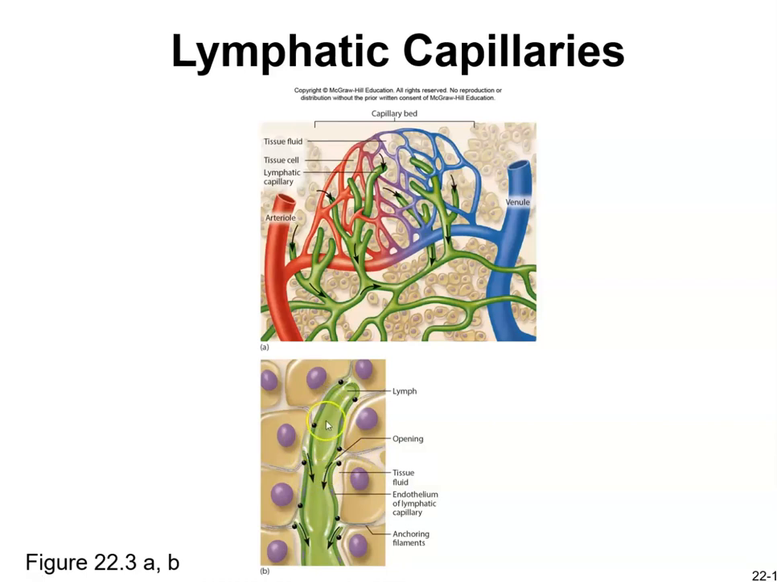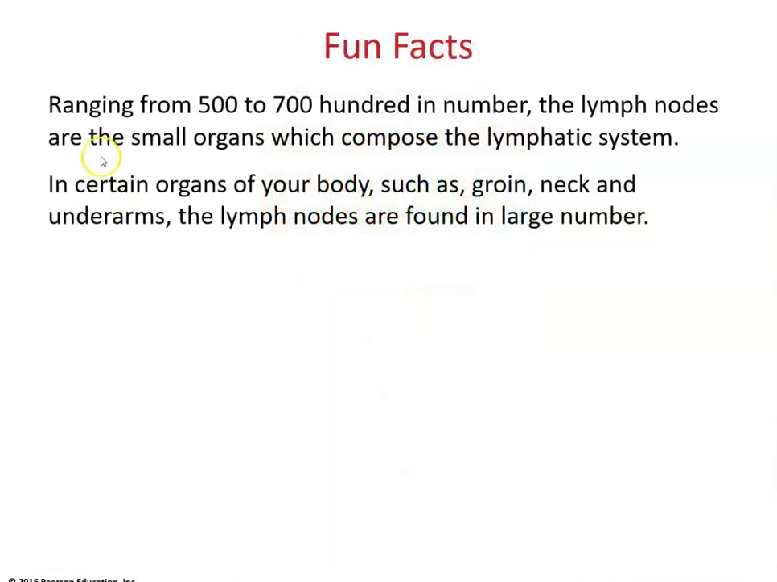Can you imagine that? Now, if something goes wrong with the lymphatic system, this is where you get edema. Okay, and we'll talk about the difference between inflammation and swelling. People use those words interchangeably, but it's not the same. Ranging from 500 to 700 in number, the lymph nodes are the small organs which compose the lymphatic system. In certain organs of your body, such as the groin, neck, and underarms, the lymph nodes are found in a large number. So that's why you can get soreness, or they check for tenderness in your groin, neck, and underarms.